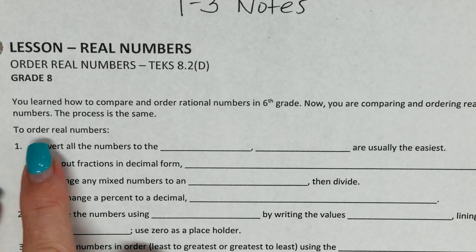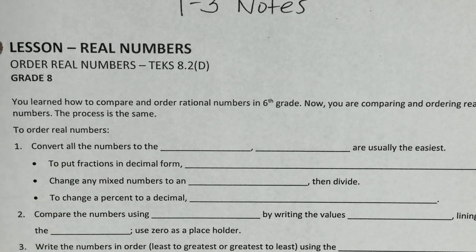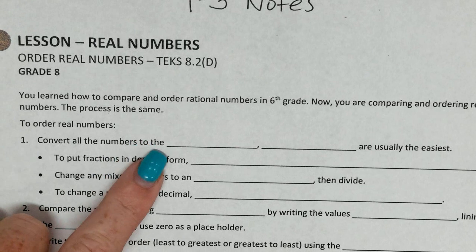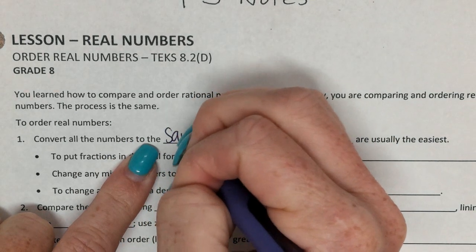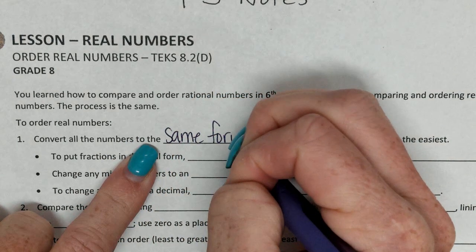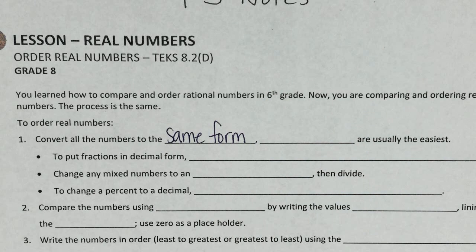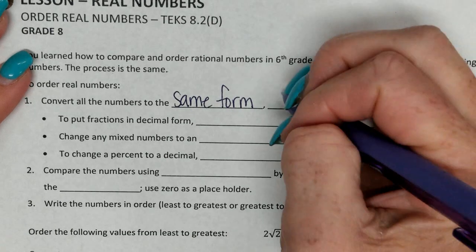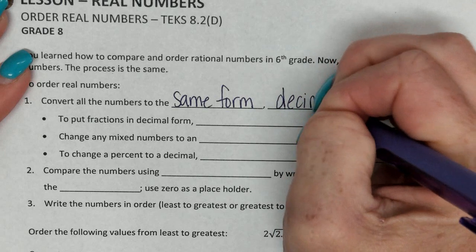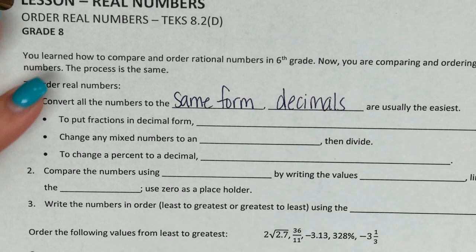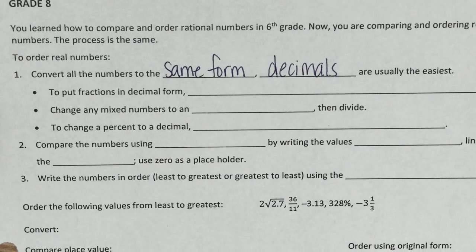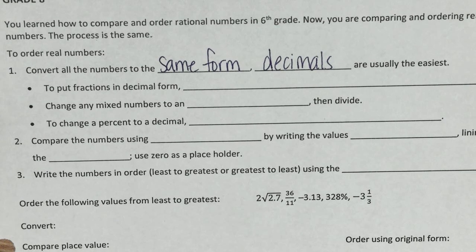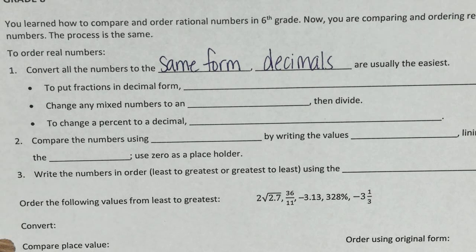So this says to order real numbers, convert all the numbers to the same form. Decimals are usually the easiest. In my class, we're going to always use decimals.